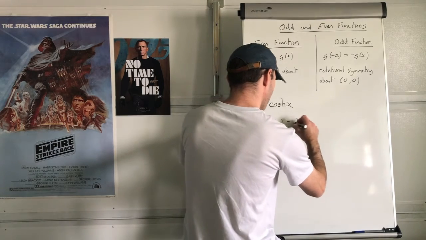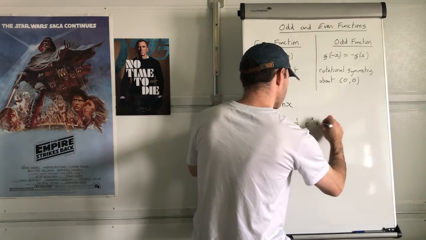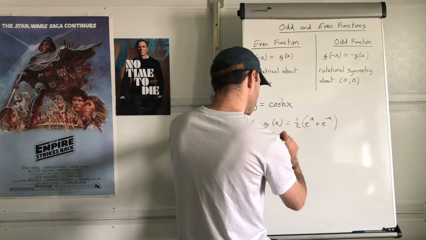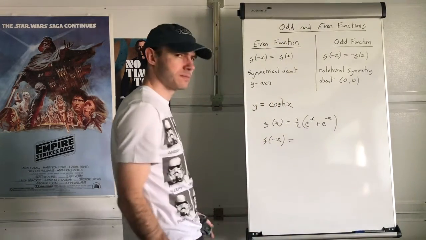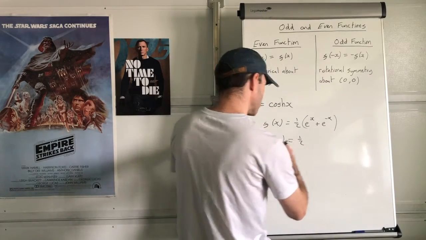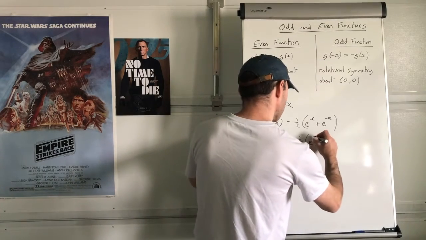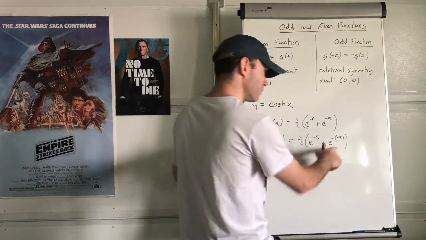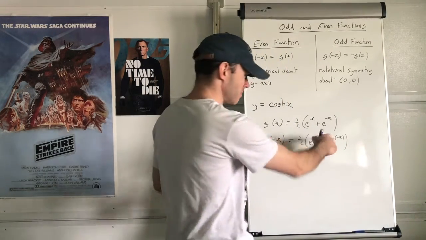That is, you've got half e to the x plus e to the negative x. And what you do to prove it is you then work out f of negative x. What that means is replacing x with negative x. So you have e to the negative x plus e to the x. And in a proof, you need to write that. You can't just miss that bit out.